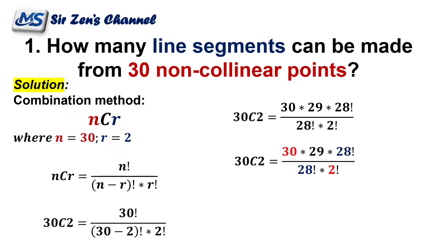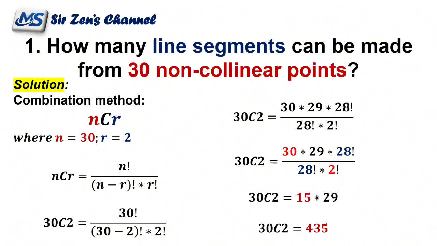Okay, we notice also that 30 in the numerator and the 2 factorial, or equal to 2, in the denominator can be divided, right? 30 divided by 2 is just equal to 15, right? So the remaining is 15 multiplied by 29. Okay, so just multiply 15 and 29, then the result is equal to 435.